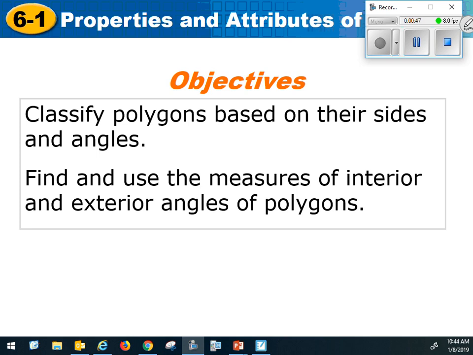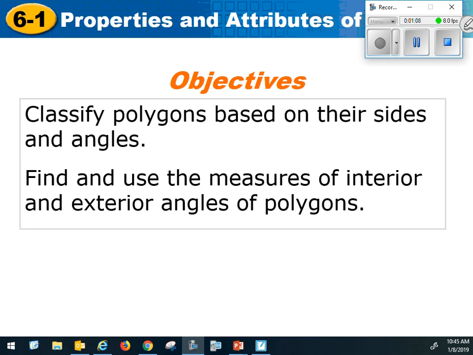So the first section is going to talk about just polygons in general. And then 6-2 through 6-6 are going to be just the quadrilaterals. So this section only applies to many types of polygons. You're going to have to classify them. So let's start right now. Turn your notes face down. Don't even look at them.